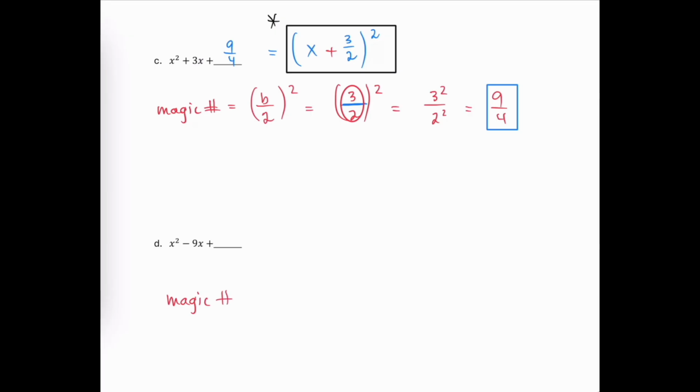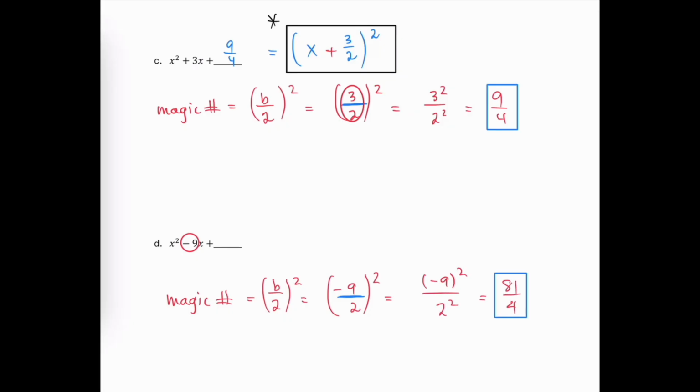Again, the formula for calculating the magic number is b divided by 2 quantity squared. Our b coefficient in this case is -9. So we're going to take -9 divided by 2 and then square that quantity. We can distribute a square over divide, so this becomes negative 9 squared over 2 squared, which is 81 over 4. 81 over 4 is this magic number that we would add into the trinomial to complete the square, or to create a perfect square trinomial.